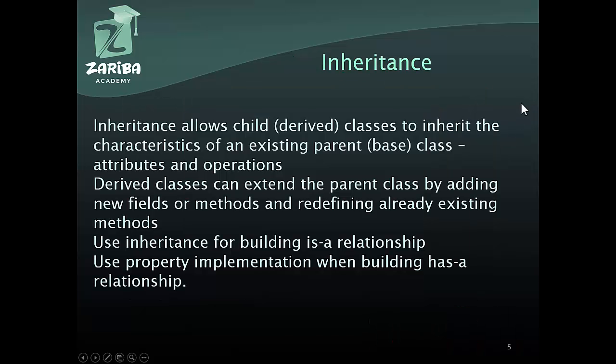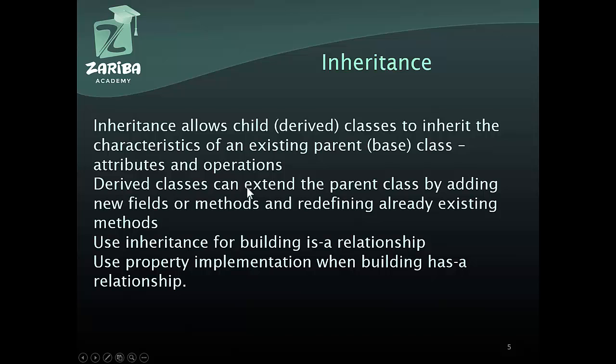All right, so inheritance allows child or derived classes to inherit the characteristics. So we were talking about methods, we were talking about properties, and so on. The only thing that is not inherited, as we saw, is the constructor, but you can still reuse it with the keyword base. So, inherit the characteristics of an existing parent class, attributes and operations.